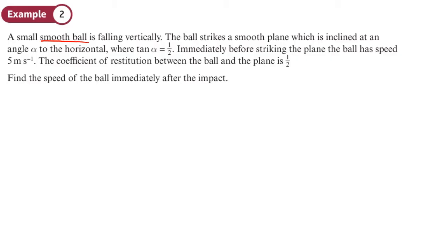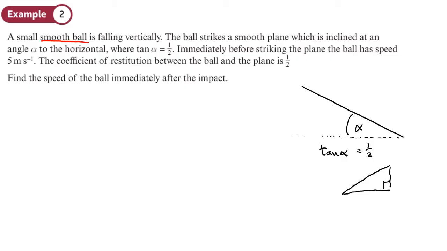So what this looks like is the ball is falling onto a smooth plane which is raised up at an angle like this, and that angle is alpha, and we know that tan alpha equals 1/2. So as soon as I see those types of things, straight away I'm drawing my triangle, I'm putting alpha in, I'm putting the opposite and the adjacent in, and I'm working out the hypotenuse, which would be √5, if I'm correct. 2 squared plus 1 squared, yeah, √5.